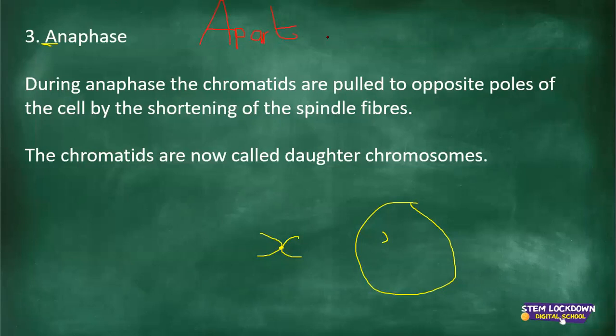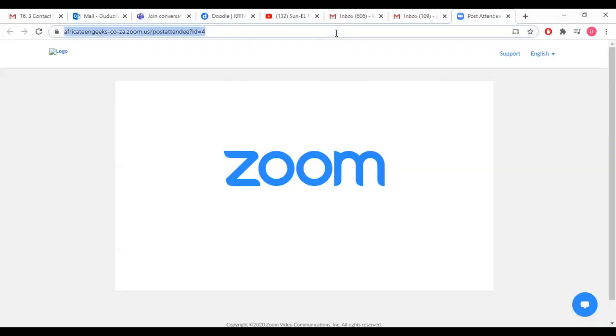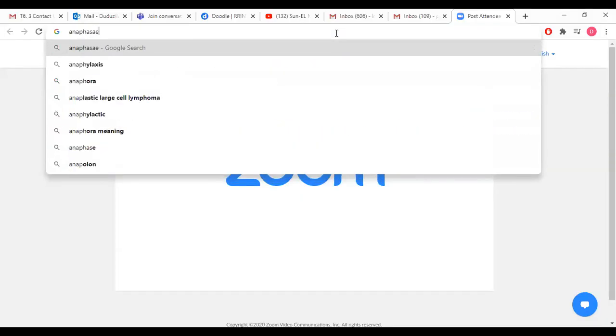And the chromatids will now be called daughter chromosomes because now they are going to the ends there. They are going to divide now, so they need to be split. There, the chromatids. Let us go Google so that we can see anaphase on Google. Let's see if we can find anaphase.